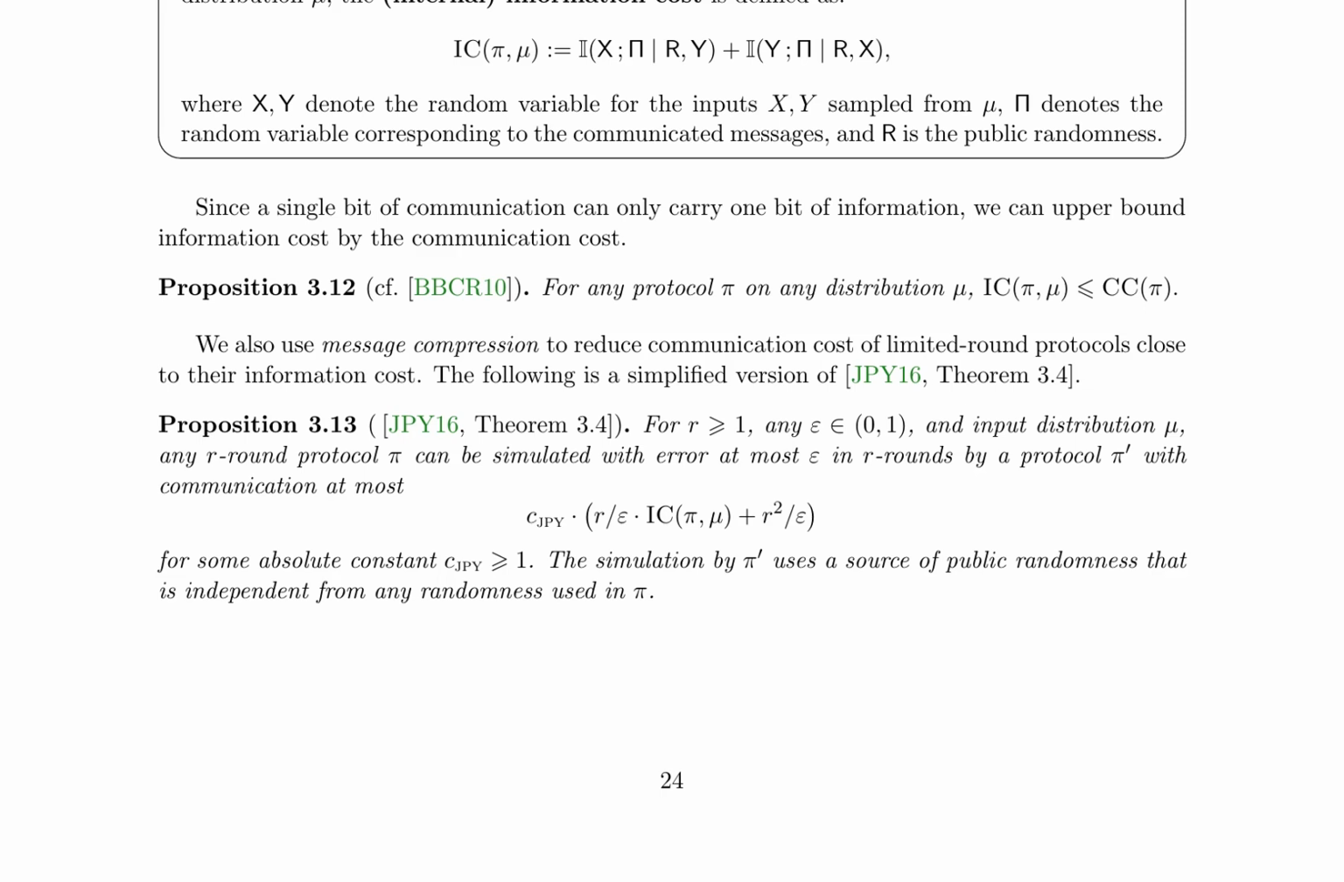The information cost and message compression concepts are crucial in understanding the communication complexity of protocols and streaming algorithms. These results provide a foundation for analyzing the trade-offs between communication cost, information cost, and the number of rounds in protocols.